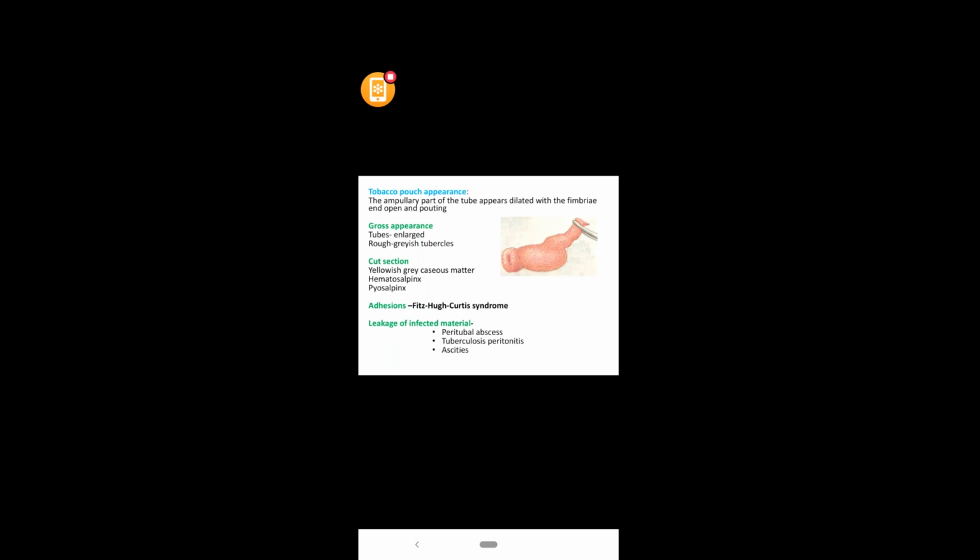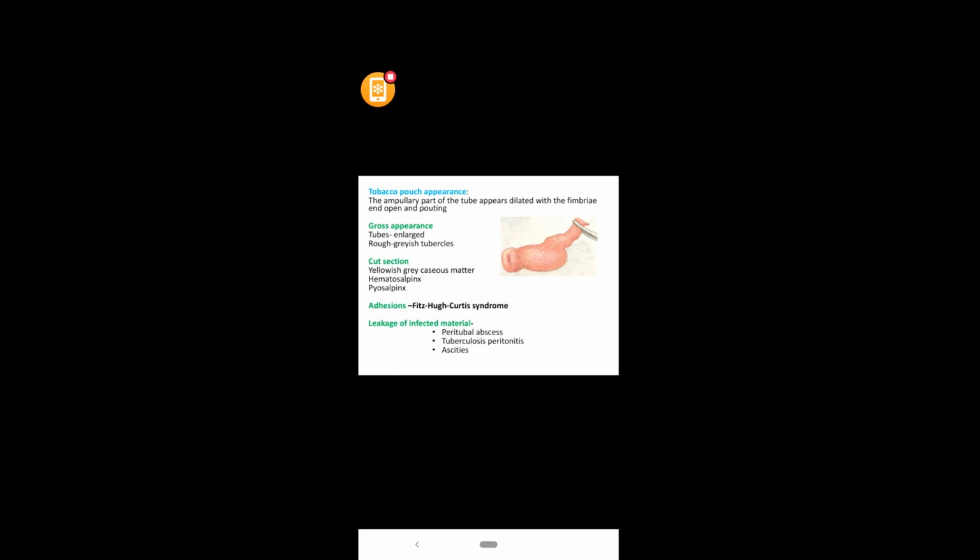On gross appearance, the tubes will be enlarged and rough grayish tubercles will be seen over the fallopian tube. On cut section, as we discussed, there will be caseous necrosis in the center surrounded by cells. This caseous matter appears yellowish gray in color, and sometimes there may be hematosalpinx and pyosalpinx, that is collection of blood or pus in the fallopian tube.